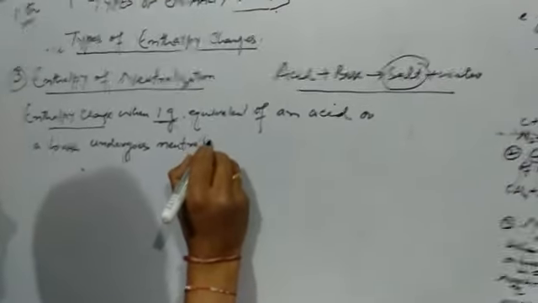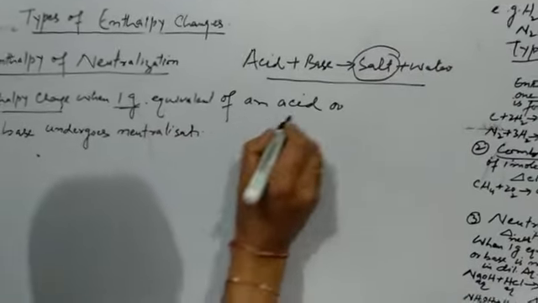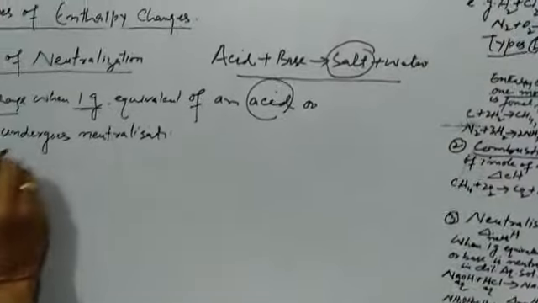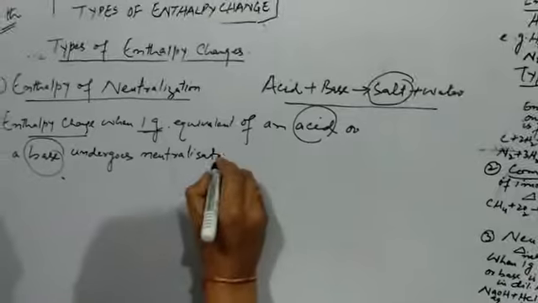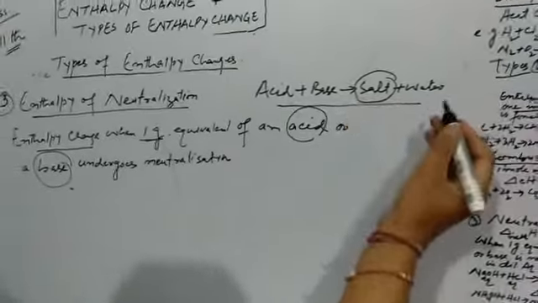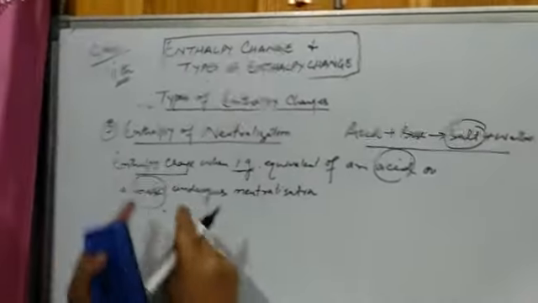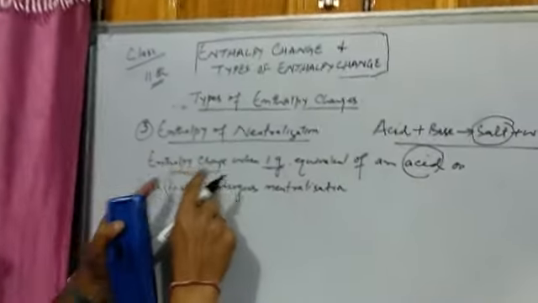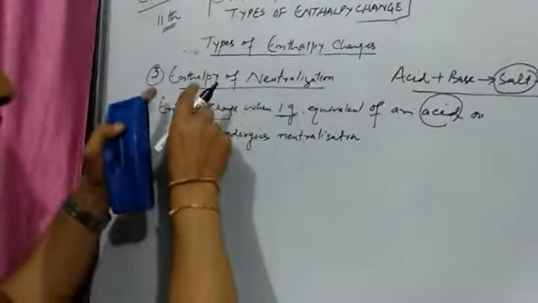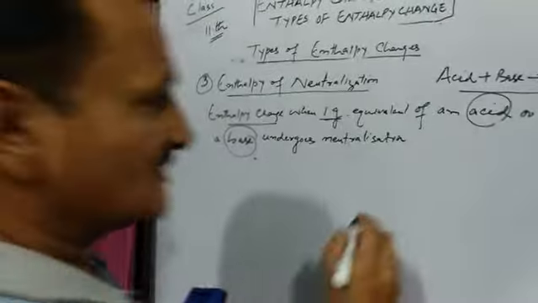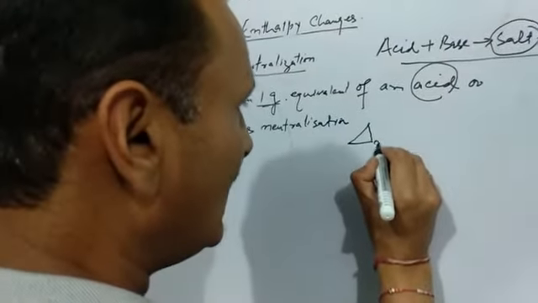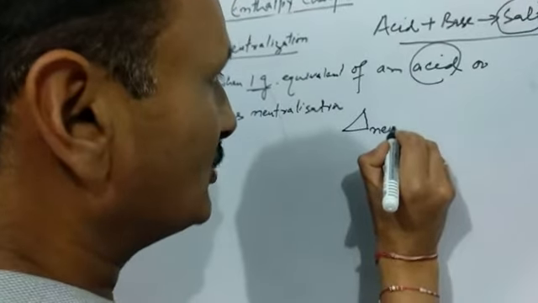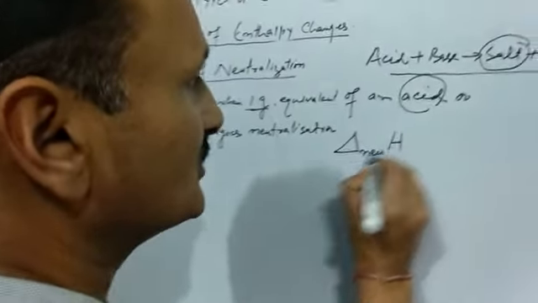So when 1 gram equivalent of an acid or a base undergoes neutralization, that is, changes into salt and water, whatever is the change in heat, whatever is the enthalpy change, that enthalpy change is known as enthalpy of neutralization. Enthalpy of neutralization is designated by delta H neu, neu for neutralization. This is how we designate enthalpy of neutralization.